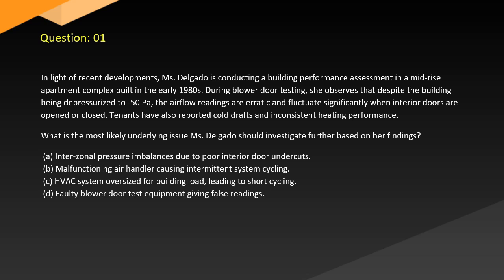A. Interzonal pressure imbalances due to poor interior door undercuts. B. Malfunctioning air handler causing intermittent system cycling. C. HVAC system oversized for building load leading to short cycling. D. Faulty blower door test equipment giving false readings.